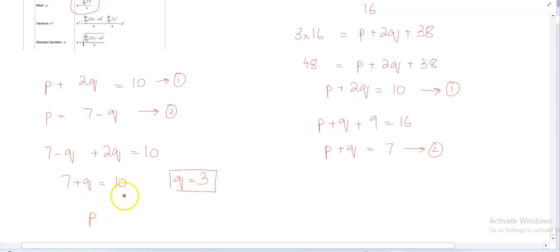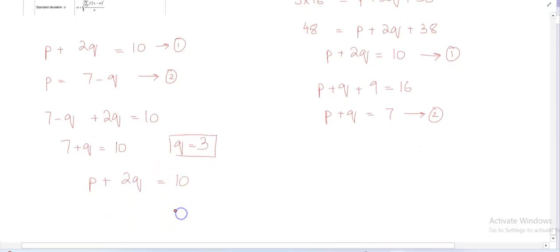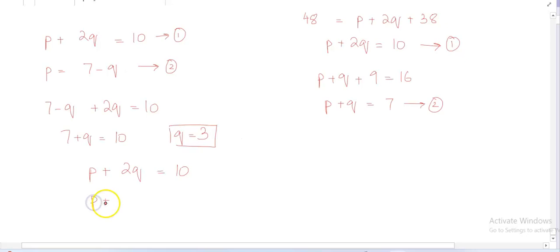Now with this value of q, I can look for the value of p as well. I need to substitute the value of q into equation 1. So this becomes p plus 2q is equal to 10. Now I have the value of q with me, so this ends up as p plus 2 times 3 is equal to 10. So the value of p is going to be equal to 4, right? So for part A, I have the value of p as 4 and the value of q is 3, right?